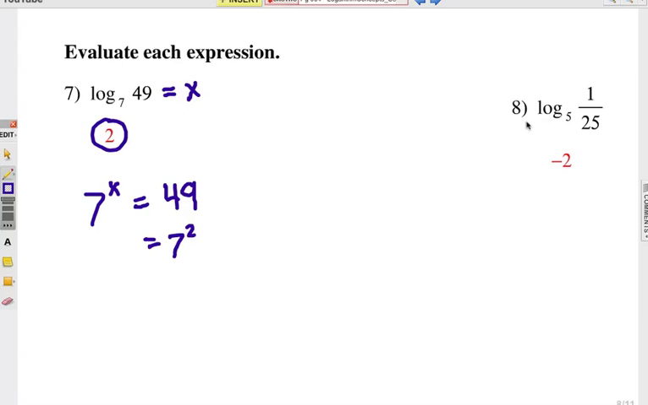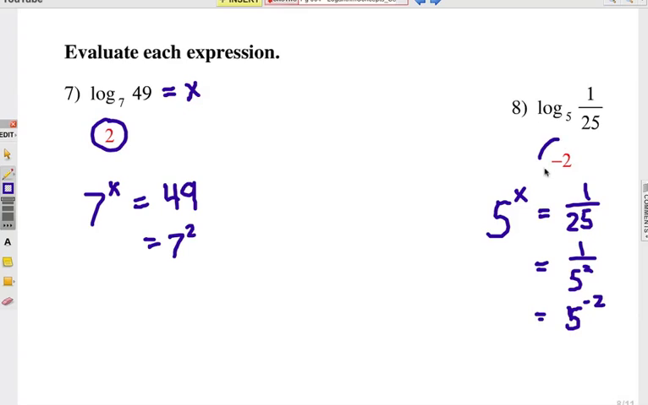Okay, so we just have to be thinking in terms of exponents there. In number 8, log base 5 of 1 over 25. Okay, so it's 5 to the something power equals 1 over 25. So we need to rewrite this in terms of a 5 factor, and so that of course would be 1 over 5 squared, which is 5 to the negative 2 power, right? Negative exponents bump things into the opposite place in a fraction. And so x, of course, would have to be negative 2.